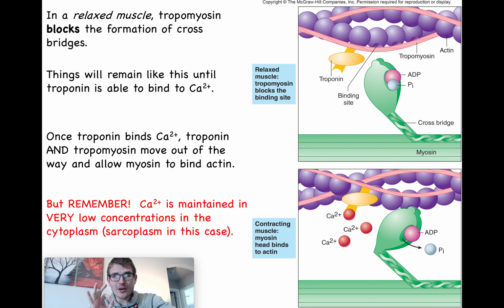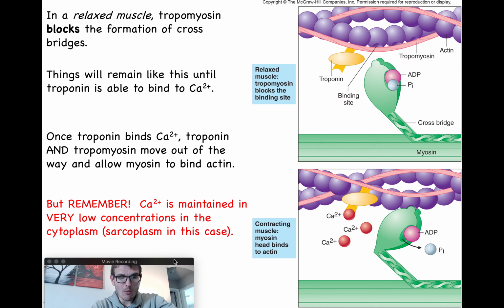But here is the tricky thing. This is what we're going to have to try to get straightened out. You will recall the intracellular fluid has hardly any calcium at all. Calcium is maintained at such a minuscule concentration inside the cytoplasm, or in this case sarcoplasm, that it would not be that inaccurate to say there's no calcium at all. So as long as things are just the way they normally are, troponin's not going to be able to come across any calcium.